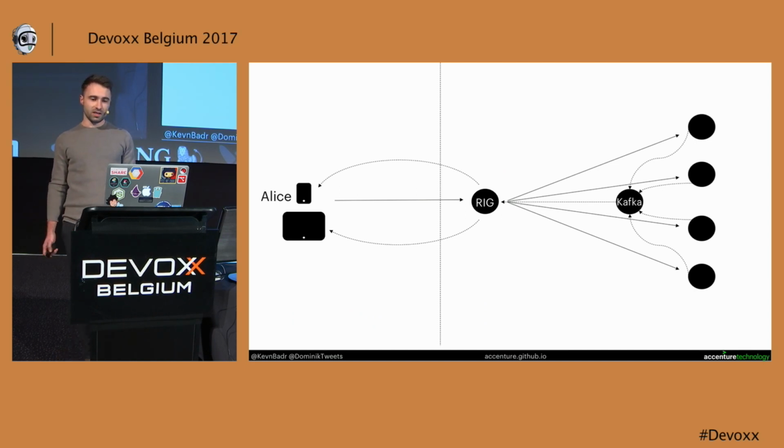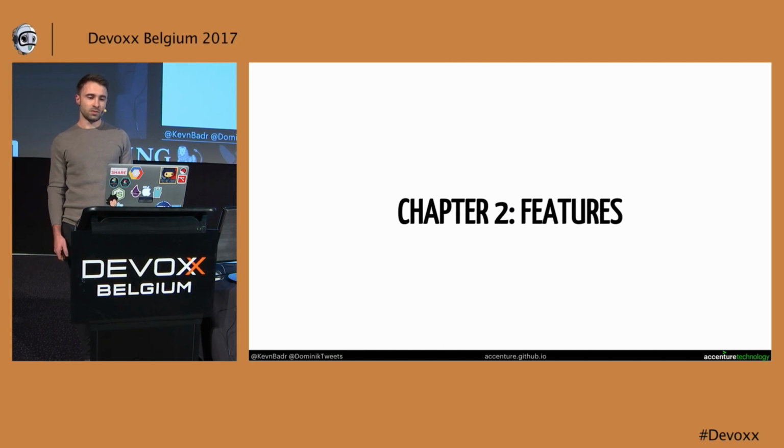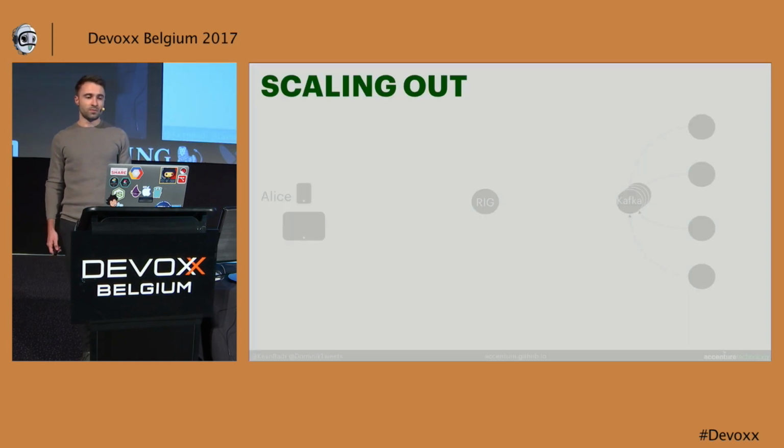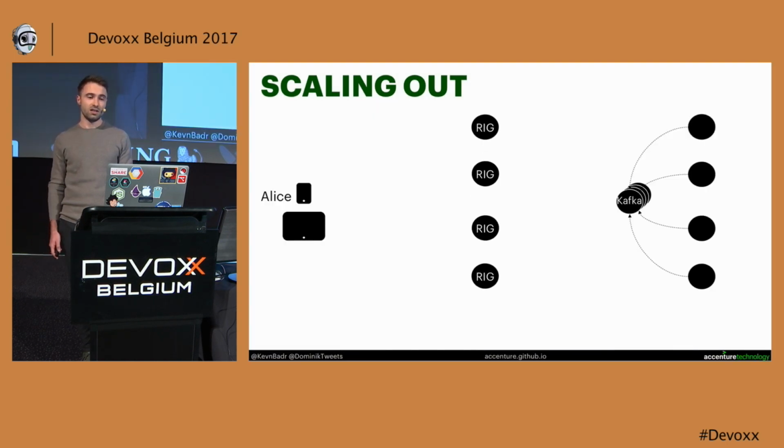So now that you know what rig is, I want to talk a little bit more about how it works internally and its features. Regarding scaling out, rig is pretty easy to scale out. Despite holding all those connections and being stateful rather than stateless, you still can just deploy it many times, and it will synchronize automatically between all the instances among the cluster.